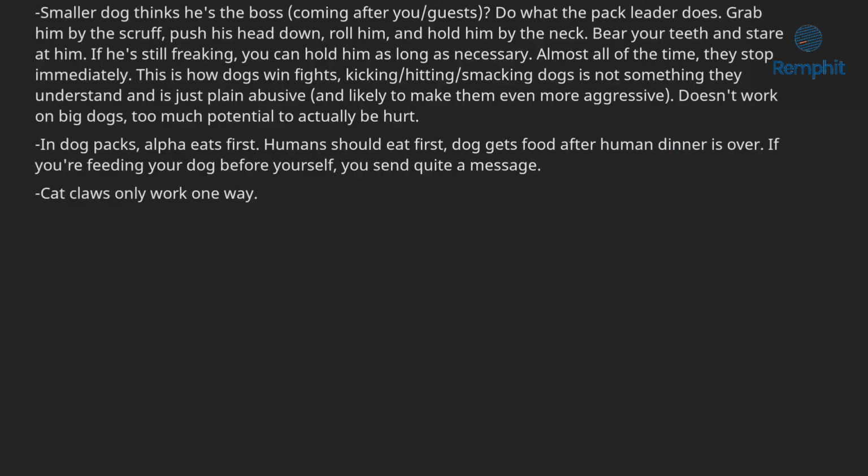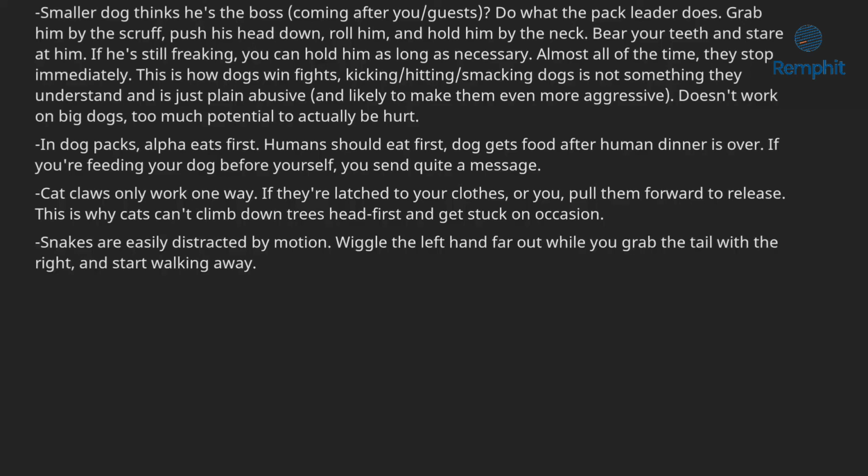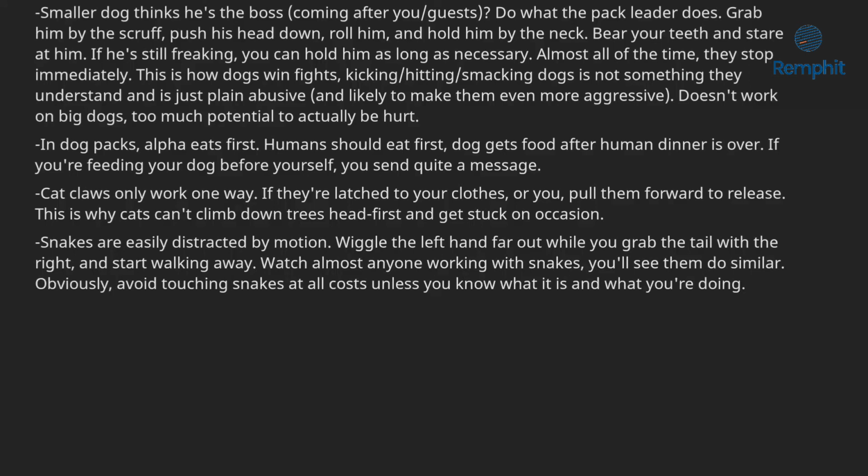Cat claws only work one way. If they're latched to your clothes, you pull them forward to release. This is why cats can't climb down trees head first and get stuck on occasion. Snakes are easily distracted by motion. Wiggle the left hand far out while you grab the tail with the right and start walking away. Watch almost anyone working with snakes. You'll see them do similar. Obviously, avoid touching snakes at all costs unless you know what it is and what you're doing.